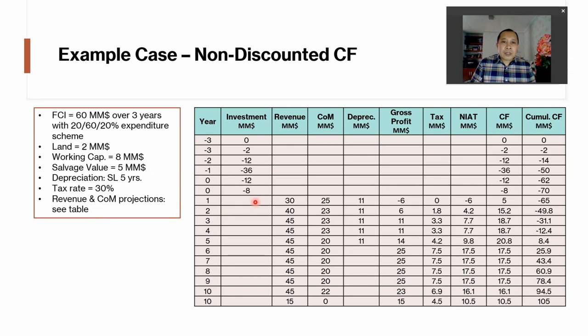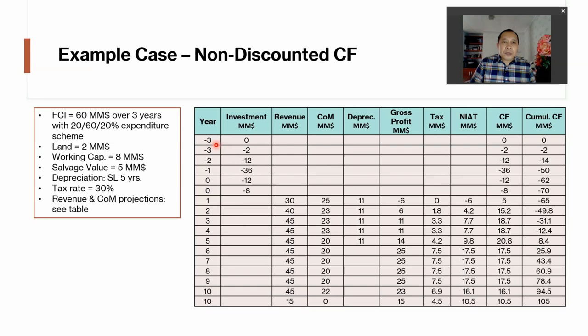So looking at the table, this one is the investment cash flows, that is why they're all negative. So this is land acquisition, that's year 1 of construction, year 2 of construction, year 3 of construction, and this is the acquisition of working capital. And from year 1 to year 10 here, this is the productive phase of the project.